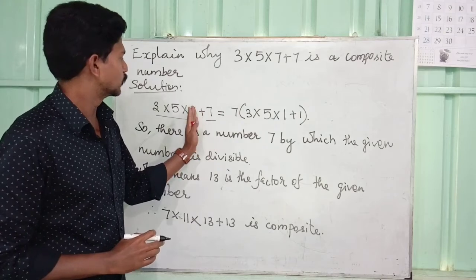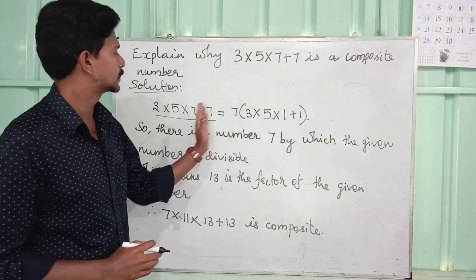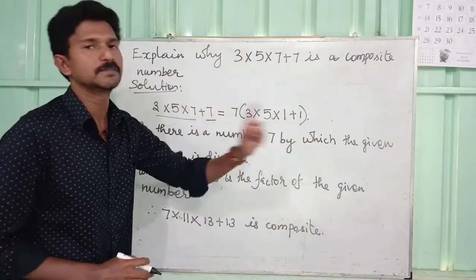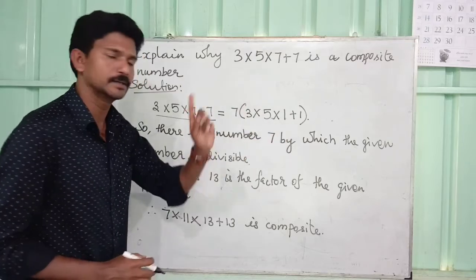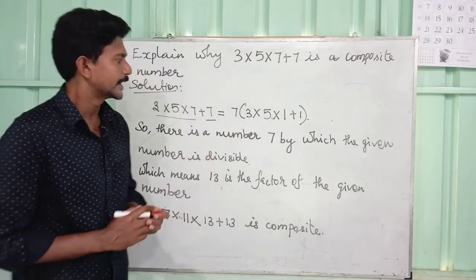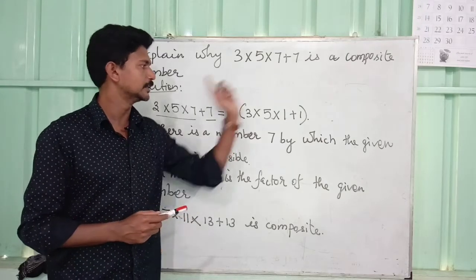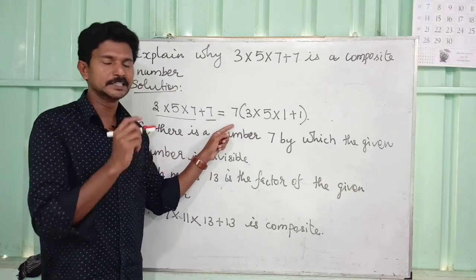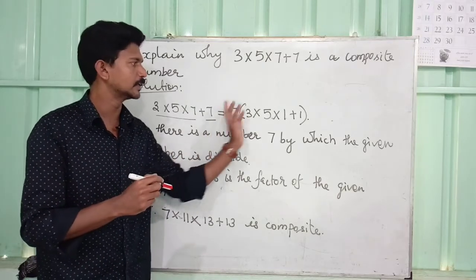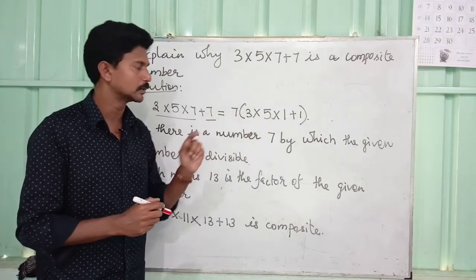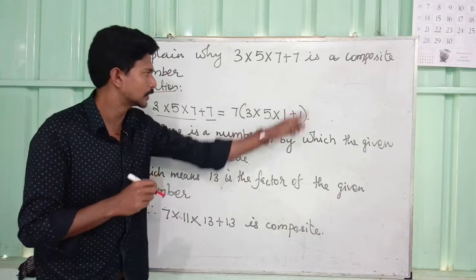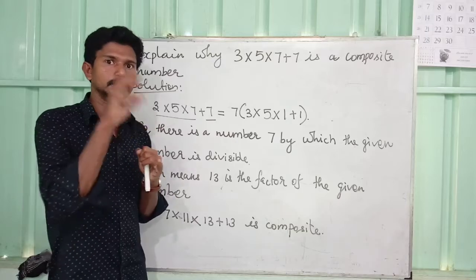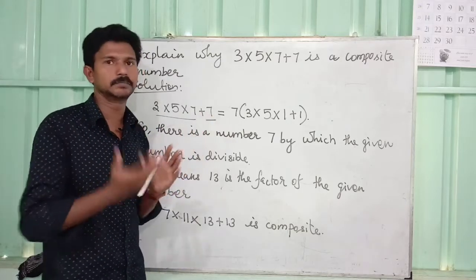So 7 we take out, so it is 1 plus. If you take the 7 outside, in the place of 7 the 1 will be there. So 7 into 1, 7. Now we understand this is 7 into a number. So 7 is a factor here, 7 multiplied by another bracket. If 7 is a factor, this number is entirely divisible by 7. So here we are getting a factor 7 other than the number itself.